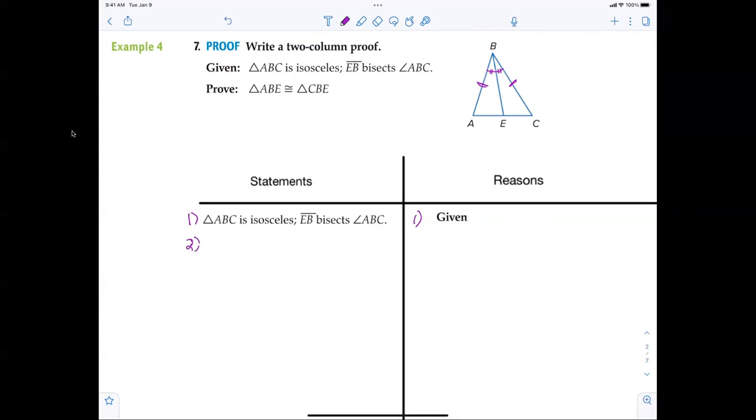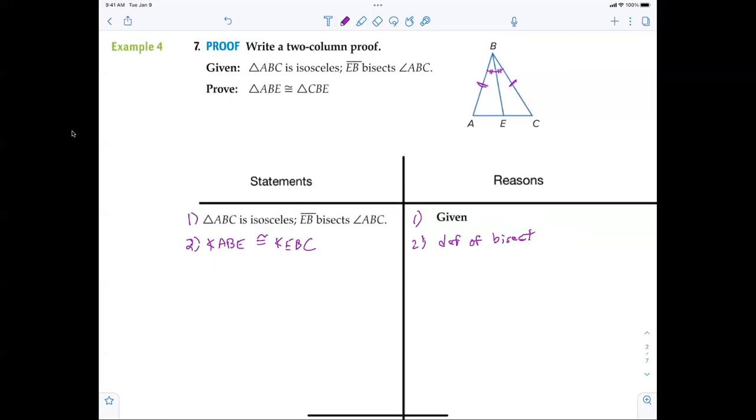EB bisects angle ABC. So what's true because of that? Angle ABE is congruent to angle EBC. What's the reason? Definition of bisect. That's right. That's what that means. Definition of bisect.